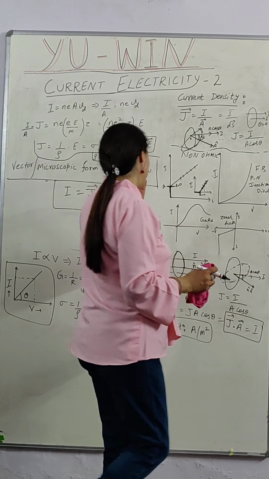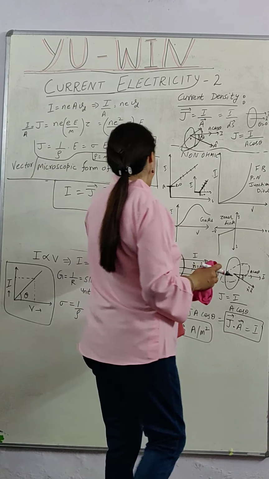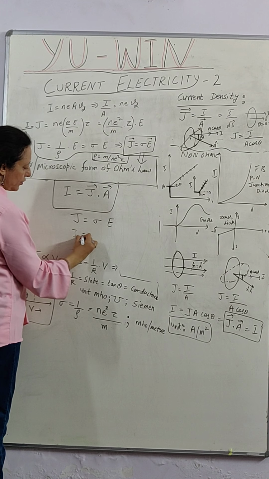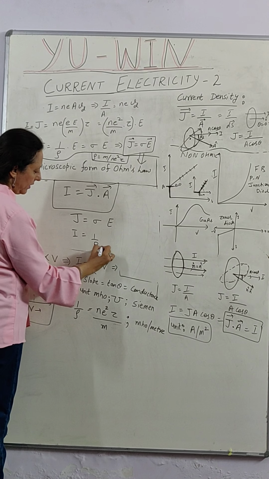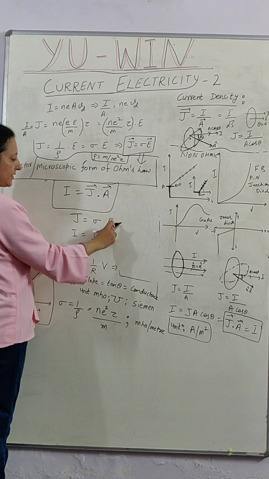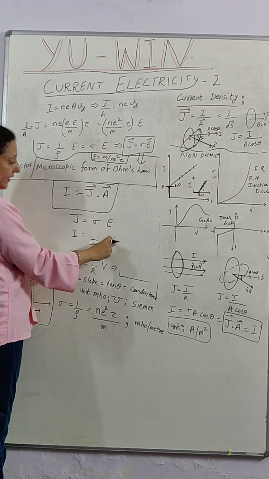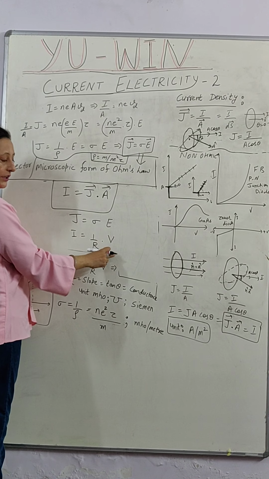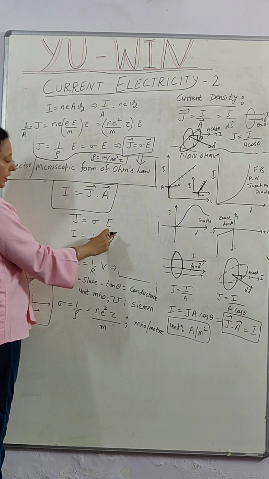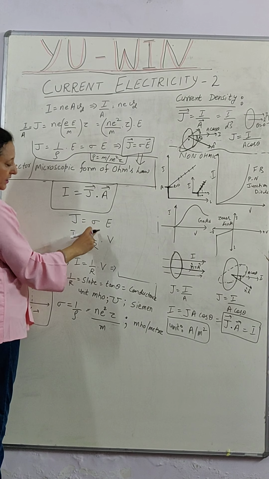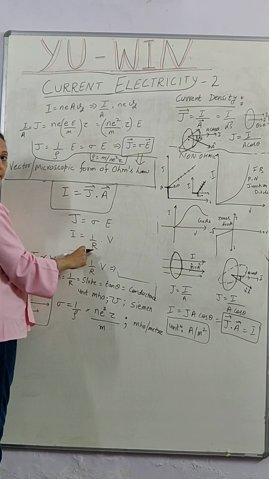What do you mean by the microscopic form of Ohm's law? Now you compare the actual Ohm's law that we wrote. J is equal to sigma E, and we have I is equal to 1 by R into V. This is field, and this is potential. And what is the relation between field and potential? Field is potential difference per unit length. What is sigma? Sigma is conductivity. Conductivity is the inverse of resistivity. This is 1 by R, the inverse of resistance.